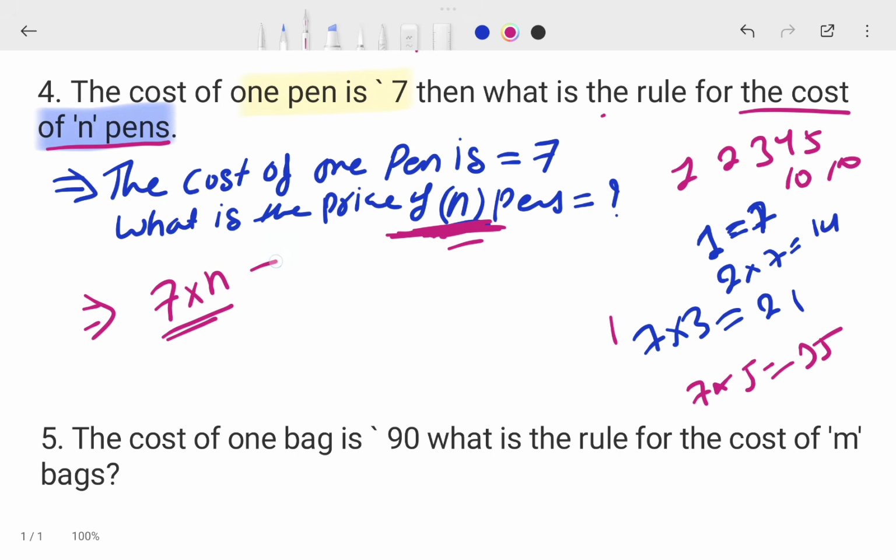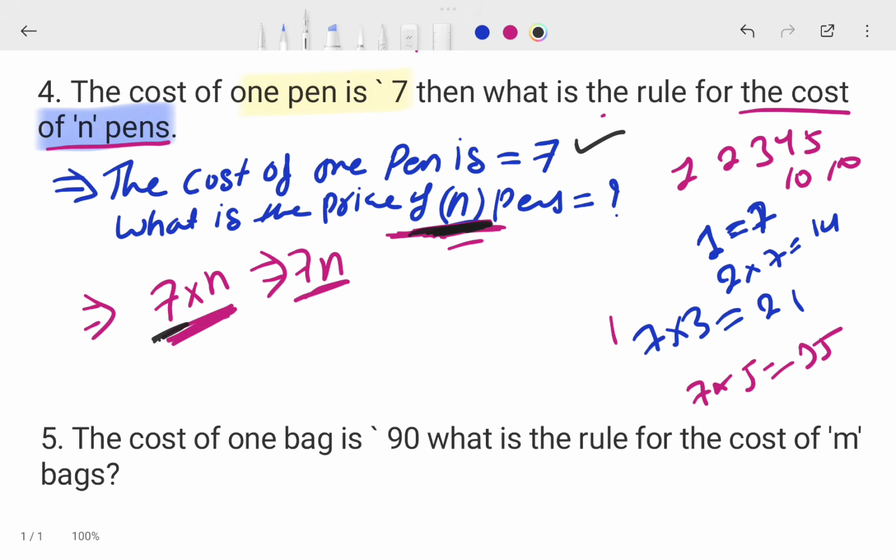Equals to, you can write 7n. You can write any one, this one also and this one also, both are the same only. So what I am telling you here is, the price of 1 pen is 7 rupees. But what is the price of n pens? The price of n pens means the number of pens, how many pens you want to buy. The shopkeeper is telling you the price of 1 pen is 7. Okay, we understand. But how many pens you need, you don't know.